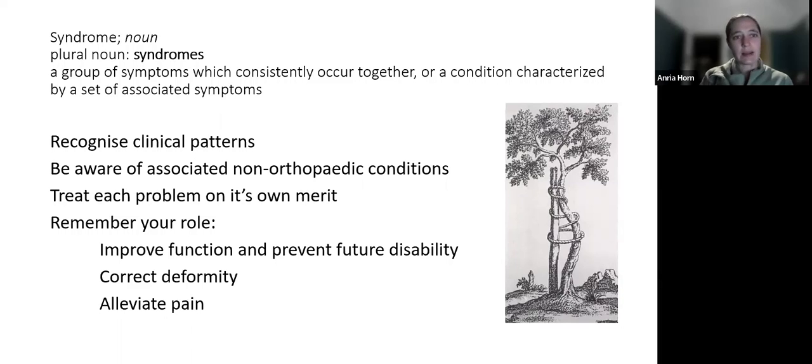So recognize the patterns, be aware of all the associated non-orthopedic conditions, because that's going to mess up your outcome and your anesthetic. You don't want, because you didn't read your ortho bullets, the anesthetist to cancel the case because there's some anesthetic thing that you didn't think about. Treat each problem on its own merit, and remember that your role is to improve their function and prevent future disability, correct deformity, and alleviate pain. And that's it.